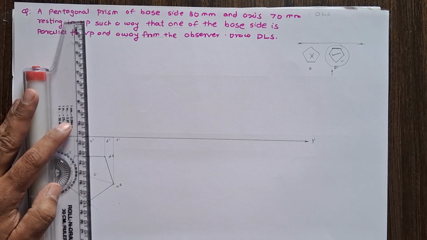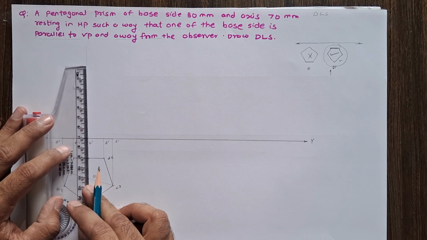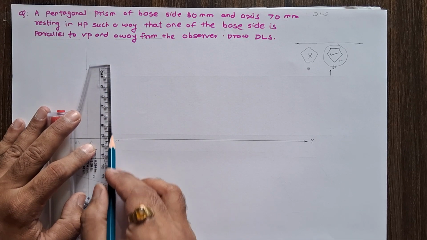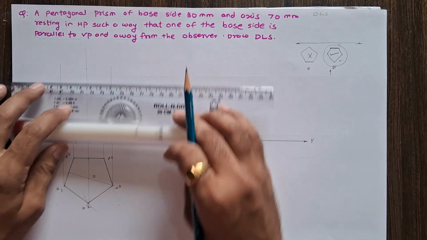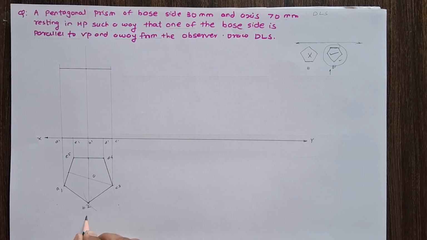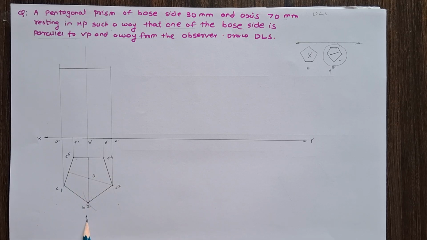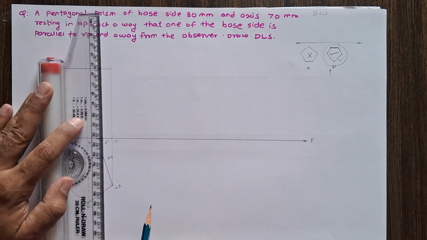Now, the axis height is given as 70 mm. So from the base, mark a 70 mm axis height and draw the front view. Now here you can see the observer is looking from this direction. So the observer can see the 1A edge, B2 edge, C3 edge, but the D4 and E5 edges are not visible from the front side, from the observer side. So draw the E5 and D4 edges by using hidden line.